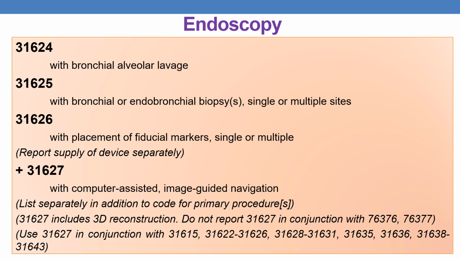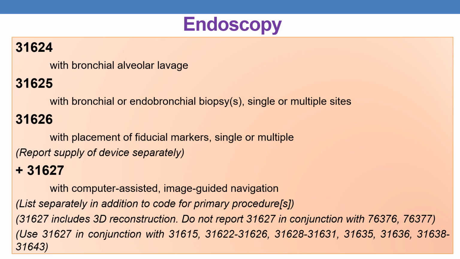The next is an add-on code, plus 31627. It deals with bronchoscopy, rigid or flexible, including fluoroscopic guidance with the placement of fiducial markers, single or multiple, with computer assisted image guided navigation.